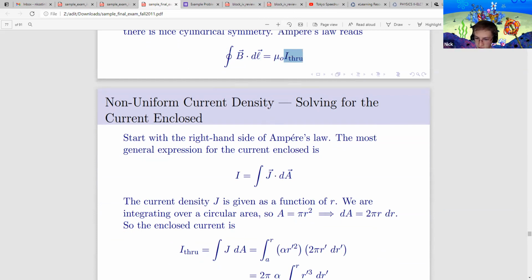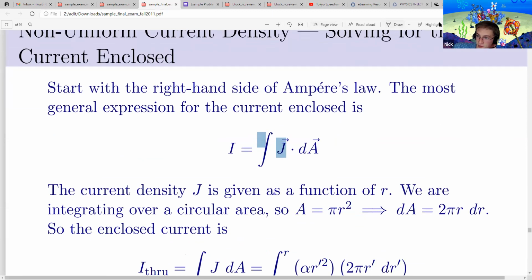And kind of like with Gauss's law, where it's easiest to start with the right-hand side and figure out what the charge enclosed is, for Ampere's law I find it convenient to start with the right-hand side again and solve for I enclosed. The most general expression for I enclosed is going to be the integral of J dot dA. J, if you remember from block 3, is the current density. That is basically the current per unit area, or that's what it would be if the current was uniform.